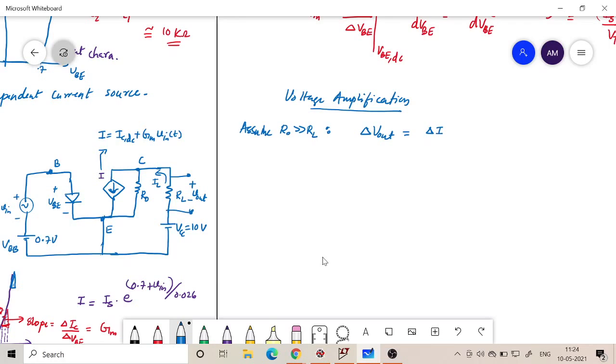So I has a constant and a varying part. So this is my delta I. So this is the DC part. So delta I multiplied by RL, but since the current is flowing in the upward direction, the positive is going to be on the bottom side and negative on the top side, actual voltage drop. But we are taking V out with positive up and negative reference at the bottom, and therefore there is a sign change.